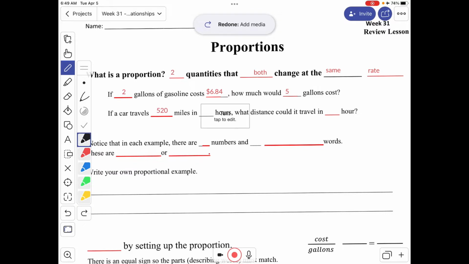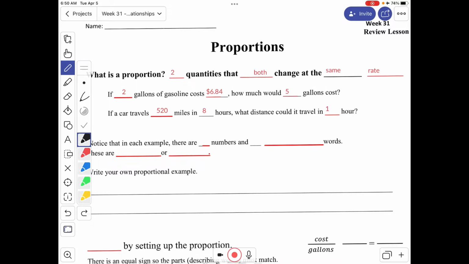If a car travels 520 miles in 8 hours, what distance could it travel in 1 hour? They're comparing miles and hours. That one is also called a unit rate because it simplifies to just 1.